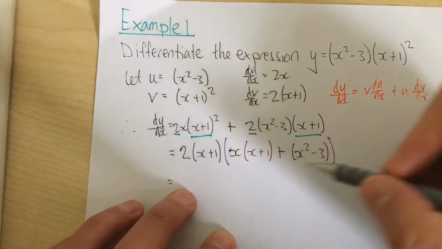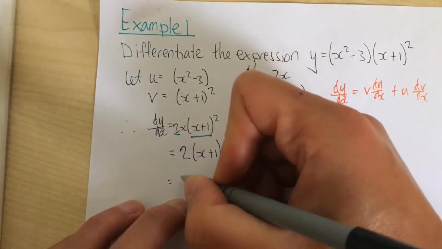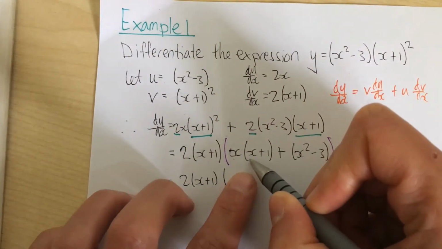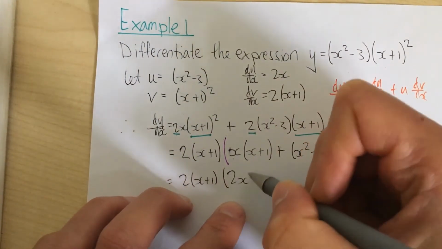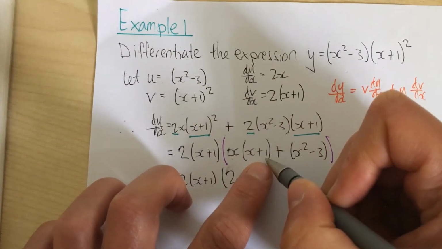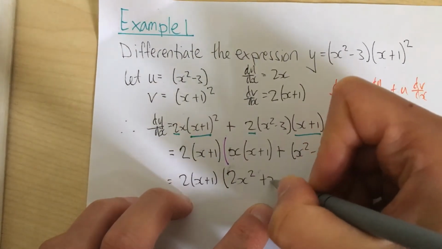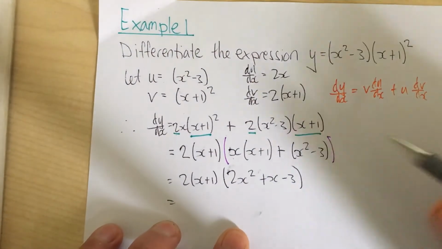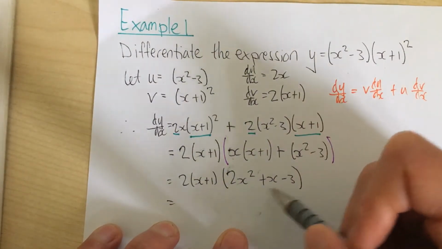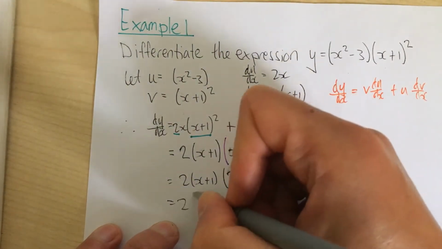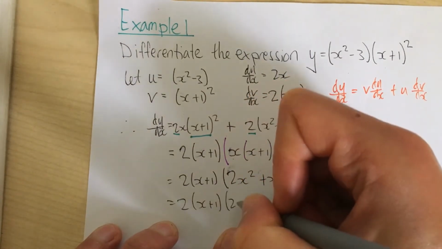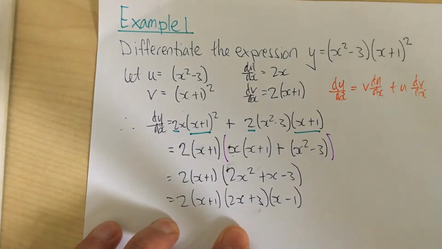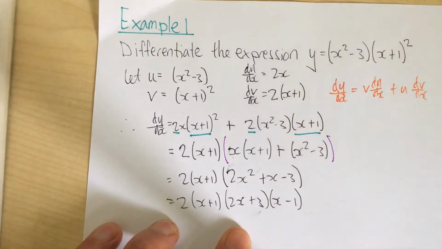Well, let's tidy this up then. See if we can factorize the whole thing here. So we're going to do 2 times x plus 1, tidy up what's inside the brackets. x squared here plus x squared gives us 2x squared. We've got an x here, and then we've got a minus 3. Great. Last line, I think I'm going to try and factorize this fully. I can see this is going to factorize nicely. So I've got 2 times x plus 1, 2x plus 3, and x minus 1. This is my final answer.